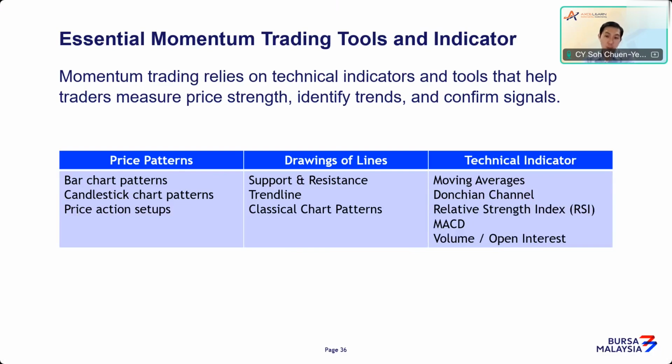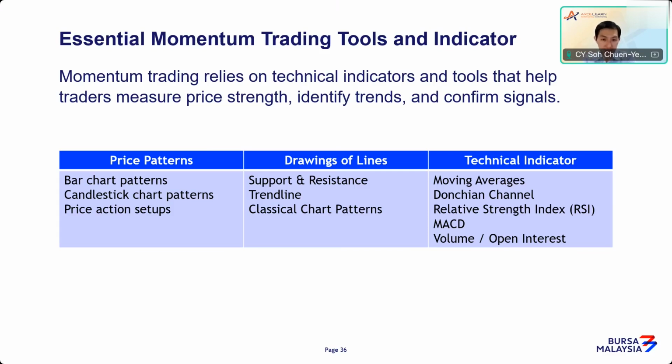Momentum trading relies heavily on technical indicators and tools to help traders measure price strength, identify trends, and also confirm signals. If you are doing naked chart trading, usually you are not able to identify momentum. So for momentum trading, you still need some form of technical indicators and other tools to help you confirm a reliable signal. All of these tools are essential for you to make informed decisions, so that you are able to successfully capture the market momentum.